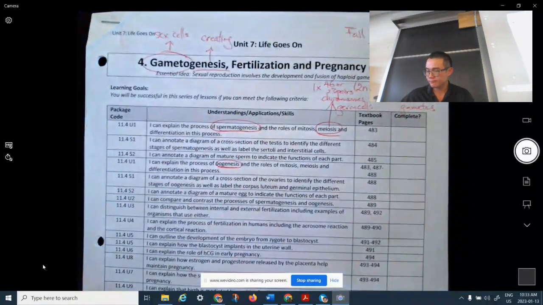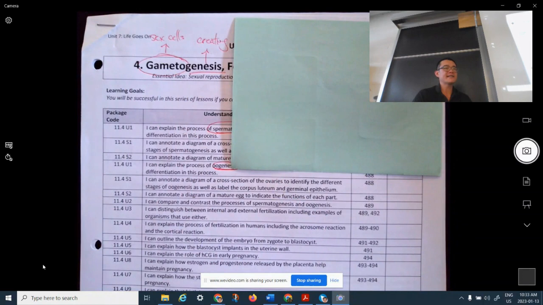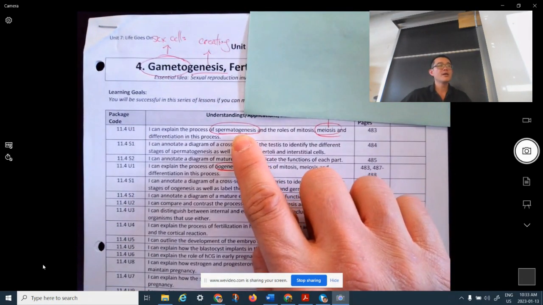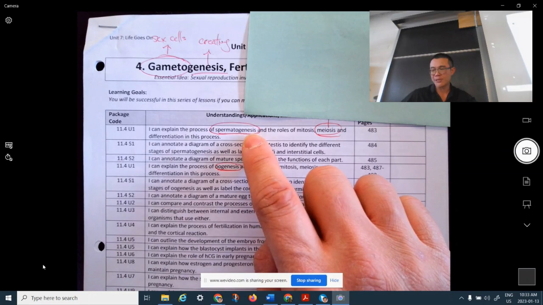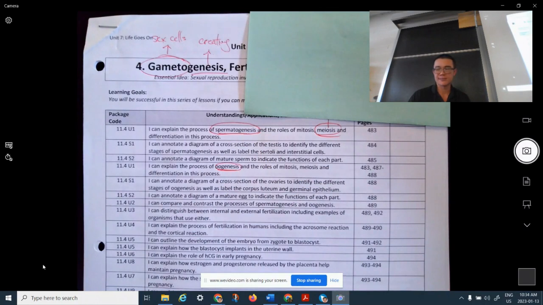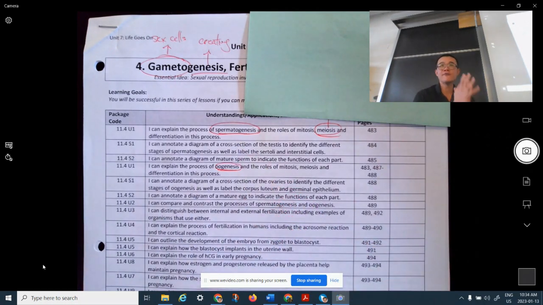In this handout, when we talk about gametogenesis, we are talking about sex cells being made. It is a term you will use for both male and female. So gametogenesis includes spermatogenesis and oogenesis. So, the process of making a sperm, and the process of making eggs or ovum.